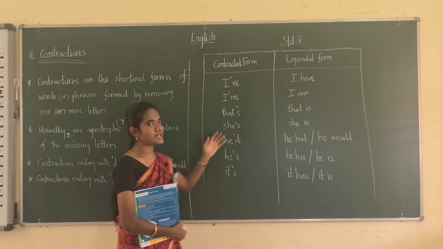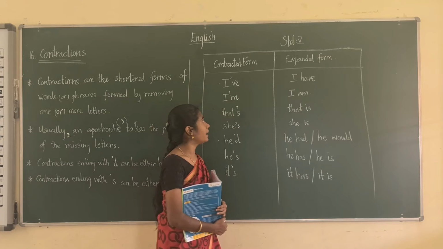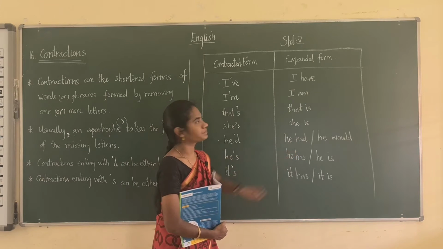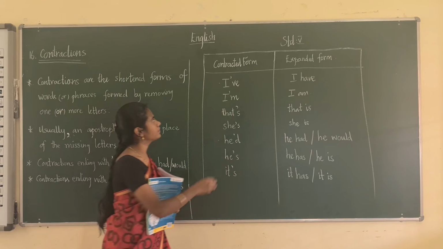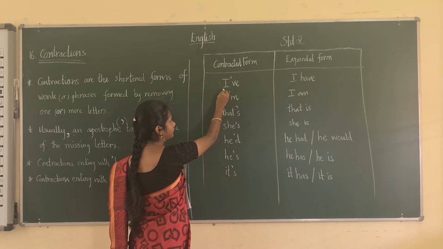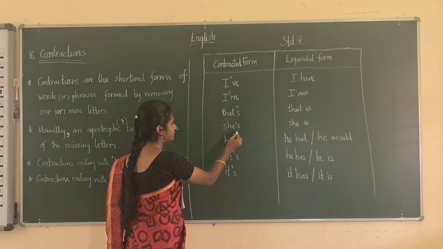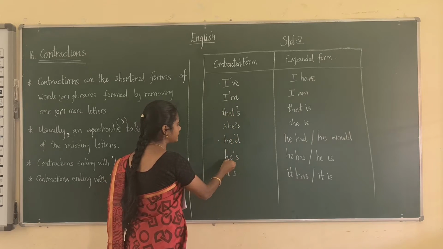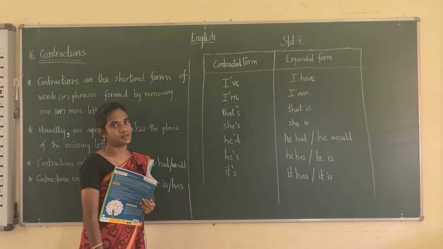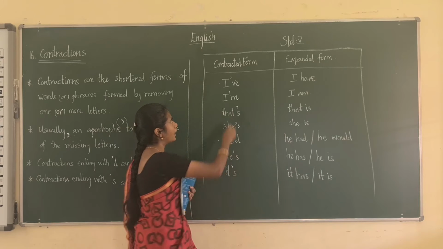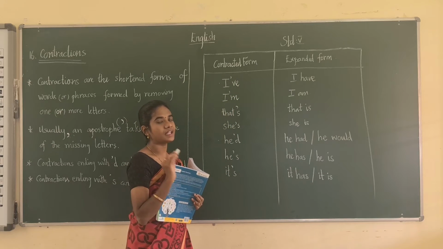These are the examples of contractions, and I have written the expanded form. First let me tell you the examples of the contraction: I've, I'm, that's, she's, he'd, he's, it's. Now observe, we are having an apostrophe here, for the missing letter.